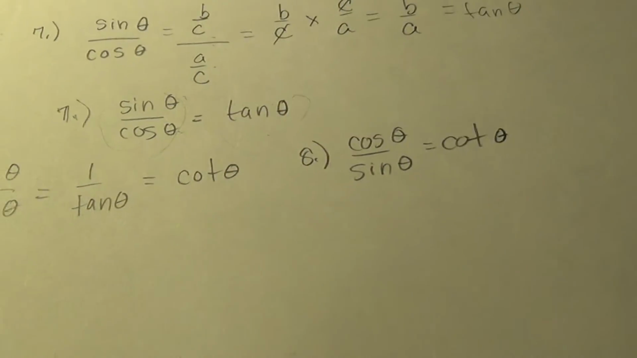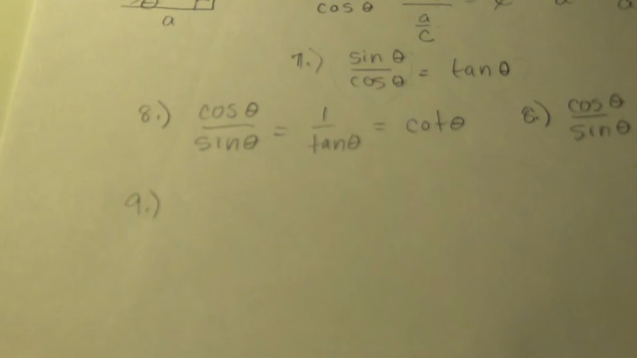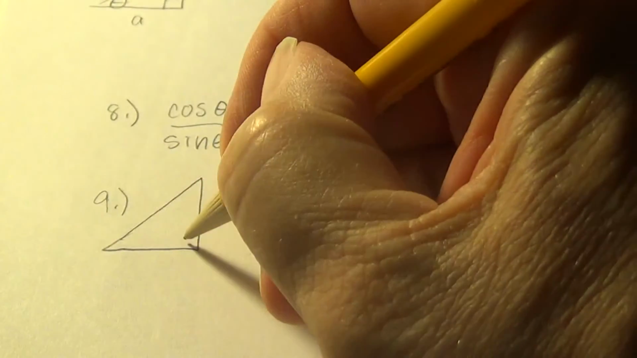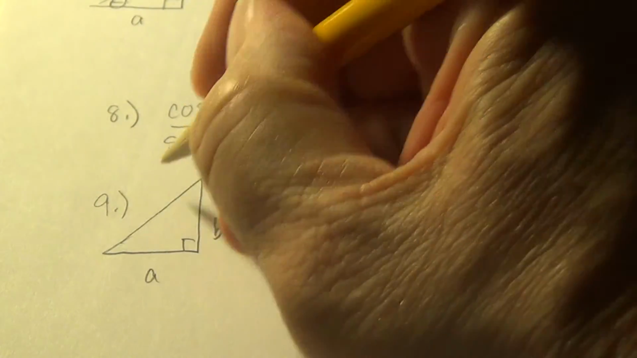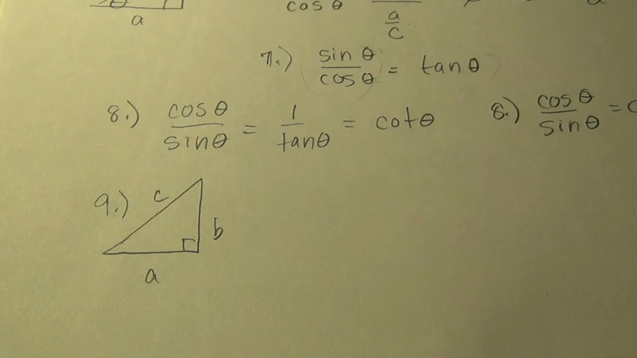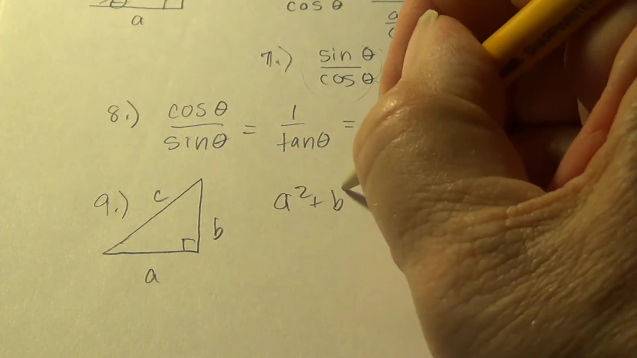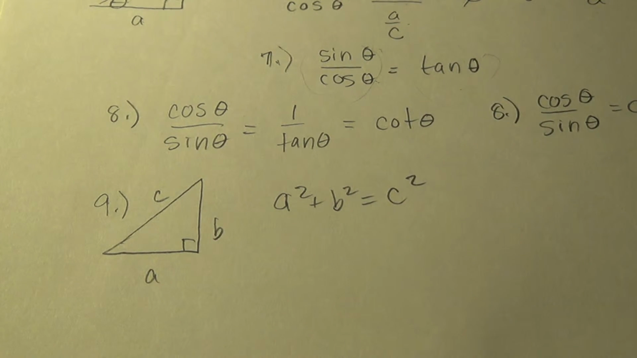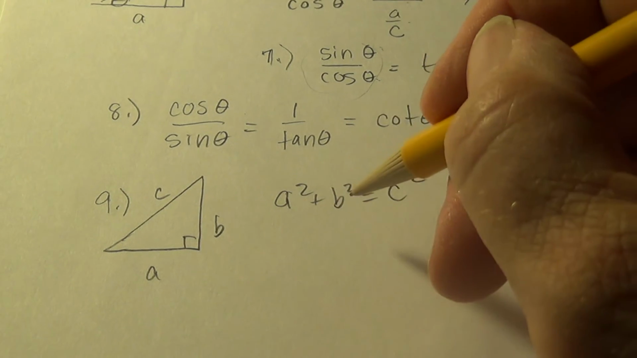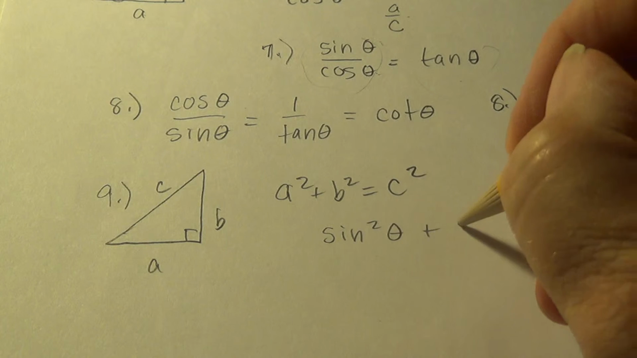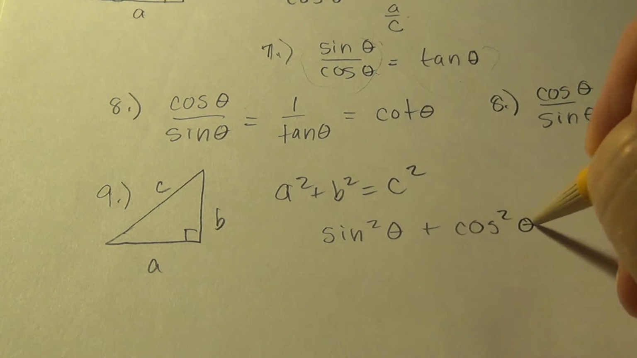Let's go on to the next one, number 9. I'm going to redraw that triangle, the right triangle with A, B, and C. I did mention the Pythagorean theorem, so I'm going to write that out in all its glory for a minute. I was wondering, and I'm sure you were as well, what is sine squared of theta plus cosine squared of theta?